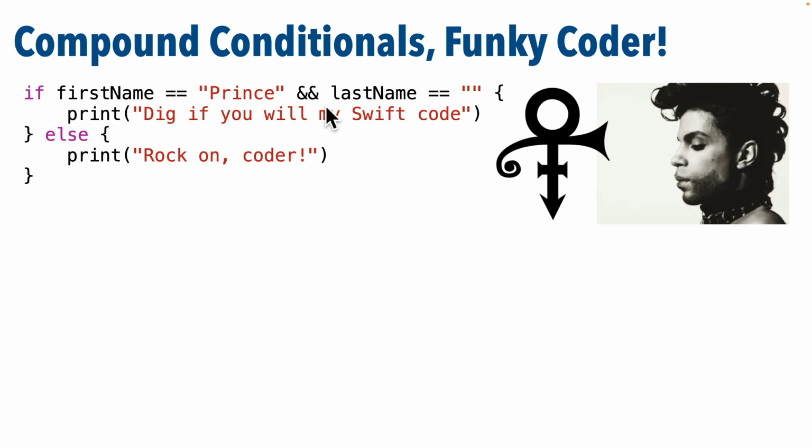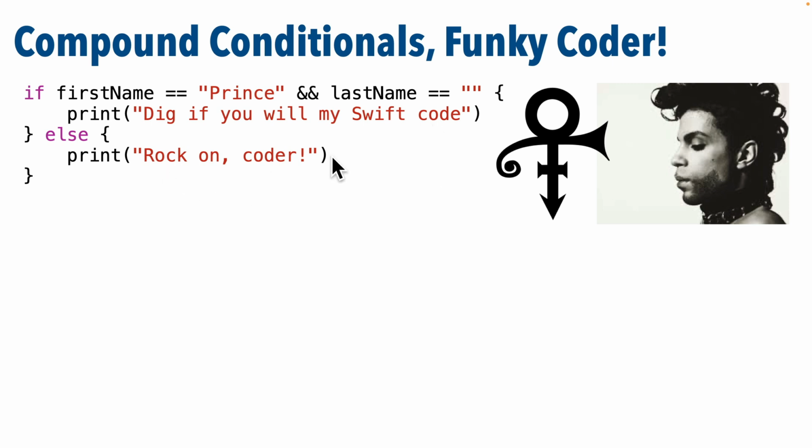But if either side of the double ampersands is false, or both of them are false, then we skip the first set of curlies, and if there's an else, we'll execute what's in the else clause. Since we're evaluating more than one Boolean condition on a single line, we refer to this as a compound conditional. So, if the person's first name equals Prince, and, double ampersand, the last name is the empty string, then we will be greeted with, dig if you will my Swift code. Otherwise, we'll print the greeting, rock on coder.